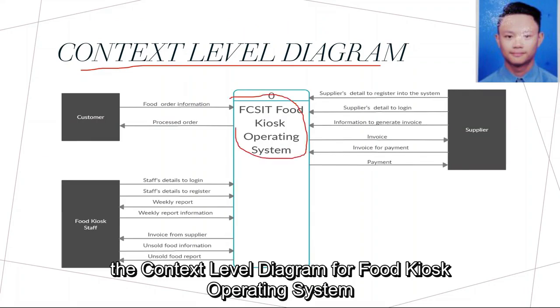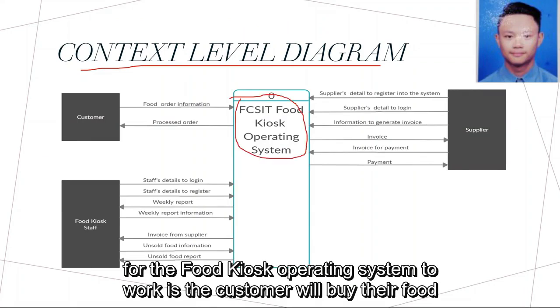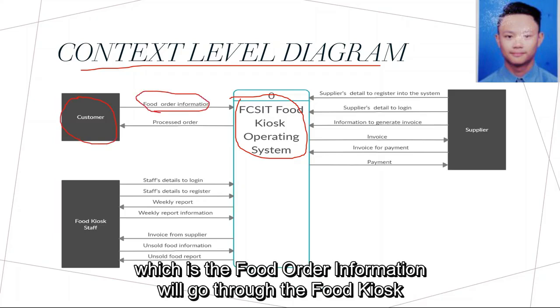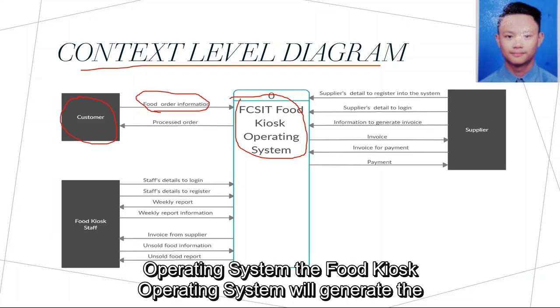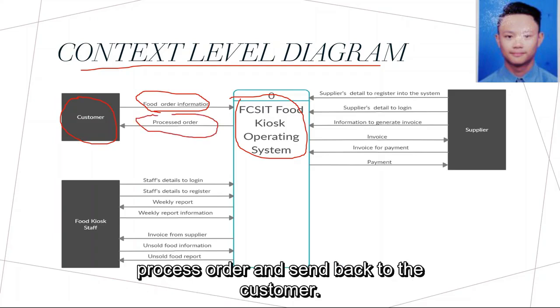Hello, my name is Rahman, and this is the context level diagram for the food kiosk operating system. For the food kiosk operating system to work, the customer will buy their food, and the food order information will go through the food kiosk operating system. The food kiosk operating system will generate the processed order and send it back to the customer.